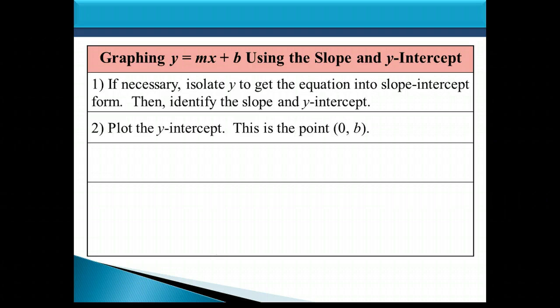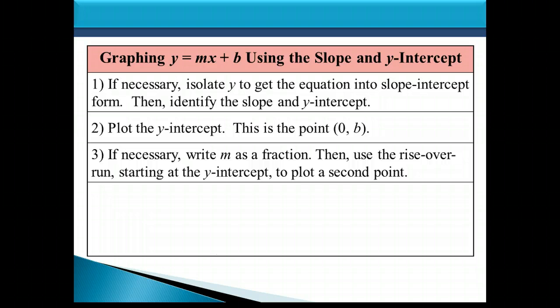The second step is to plot the y-intercept. Remember that this is the point on the y-axis, (0, b). Then if necessary, write m as a fraction. If your m is a whole number, you'll simply write that over 1 so that you can see the rise and the run. And then you'll use the rise over run, starting at the y-intercept. That's a very important part. You use the rise over run to go from the y-intercept to a second point on the line, and then you plot that second point.